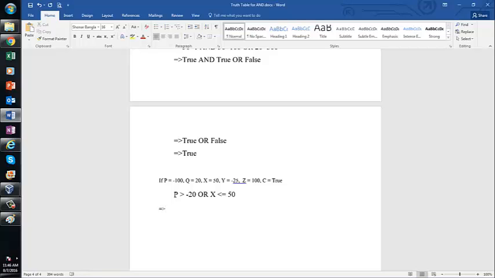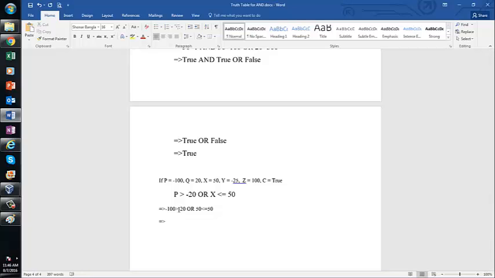P, what is the value of P? Minus 100. Let me put minus 100 greater than minus 20, or X. What is the value of X? 50. 50 less than or equal to, actually the value of X is 50, right? Yeah. Okay, got it. Now, left hand side of the OR operator, what is the value? Minus 100. Minus 20.